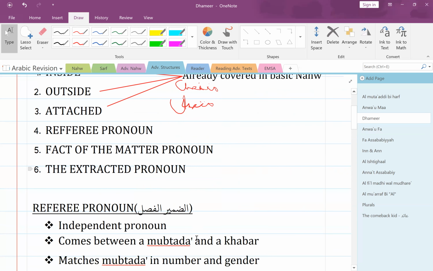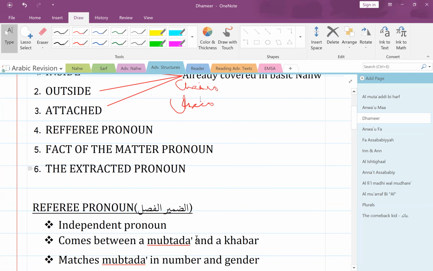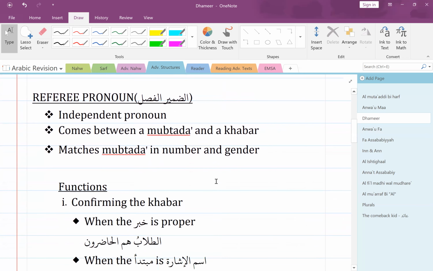Now, today, inshallah, it's going to be a very short and an easy topic to cover, because we're going to focus on these other 3 pronouns. The referee pronoun, which in Arabic is called damir al-fasl. And then we have the fact of the matter pronoun, which is called damir al-sha'n. And then you have the extracted pronoun, which is basically atuf on damir mustatir. So those are the 3 that we're going to focus on, right? So let's get right to it.